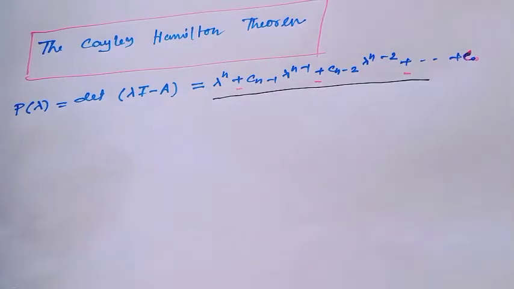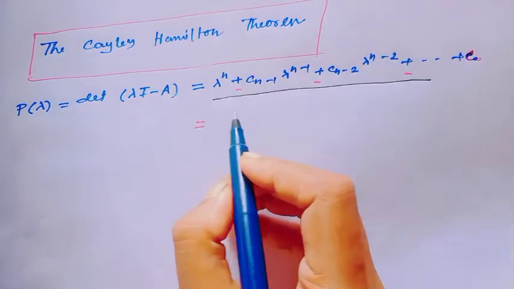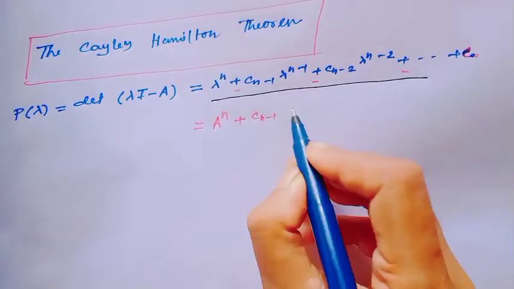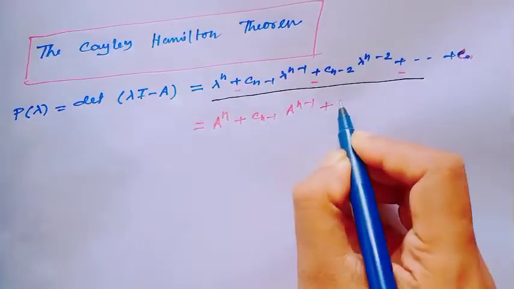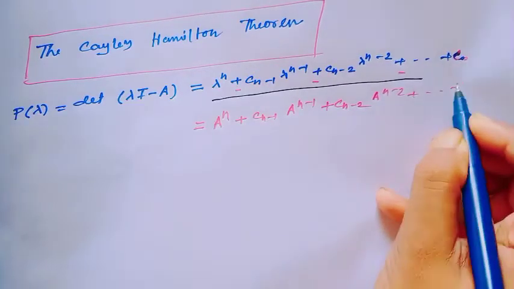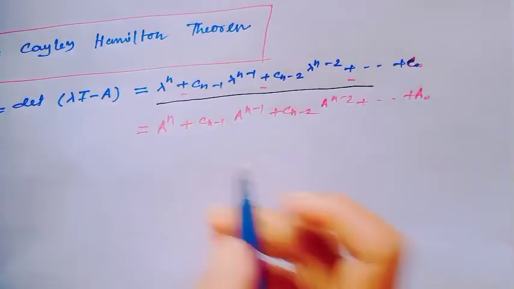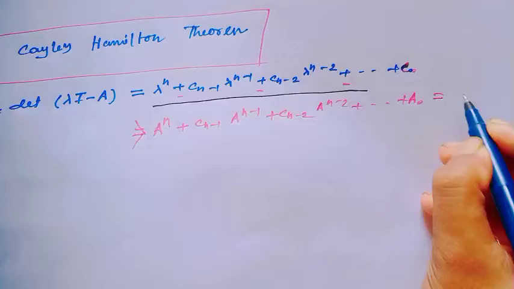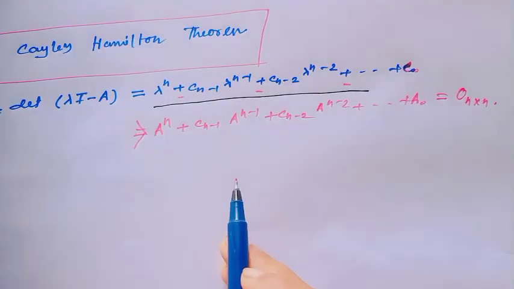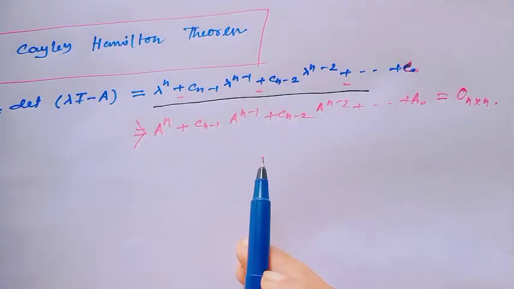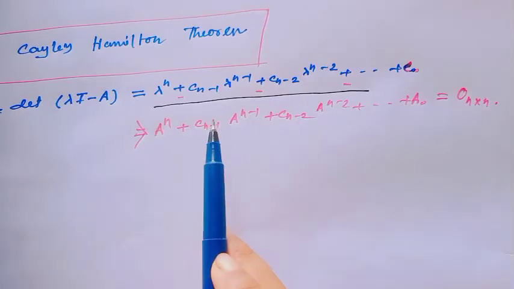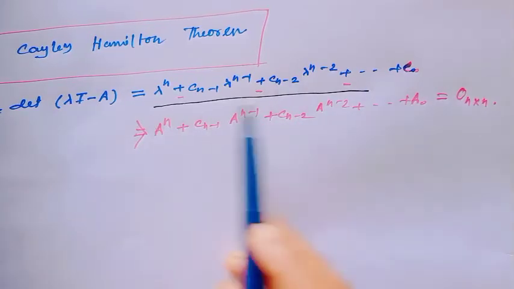And if we substitute A here, that means A to the power n plus c n minus 1 A to the power n minus 1 plus c n minus 2 A to the power n minus 2 up to c naught I, then obviously this is always equal to the zero matrix. This is the Cayley-Hamilton theorem: every square matrix satisfies its characteristic polynomial.